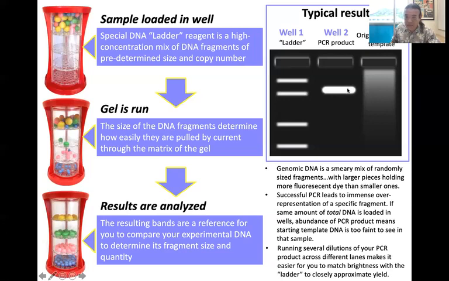And it would be made easier if I also thought ahead and not just ran one well with my sample, but maybe 2 or 3 wells, each one with a different dilution. Maybe the next one is 5 times less DNA. The next one afterwards is 10 times less DNA than my starting one. Then I would see different band intensities, and I could pick one that's closest in brightness to this ladder here. That would give me an estimate of how much DNA I have.